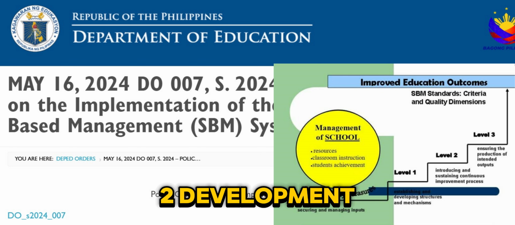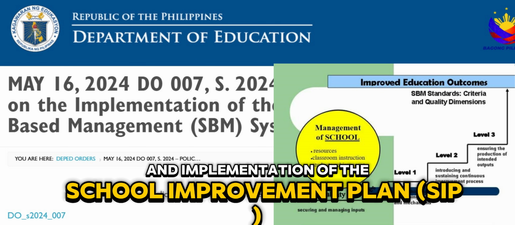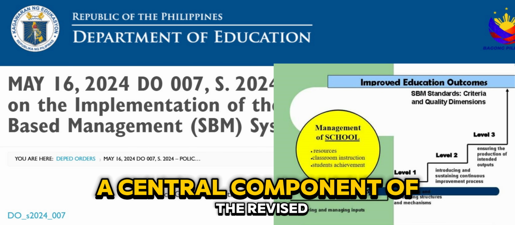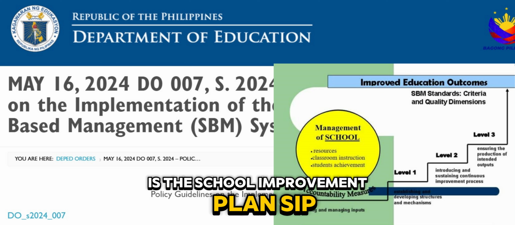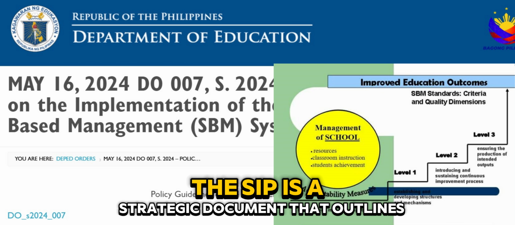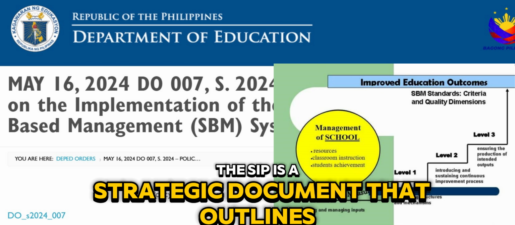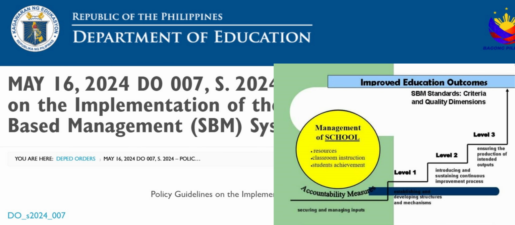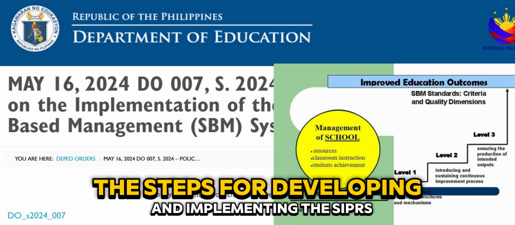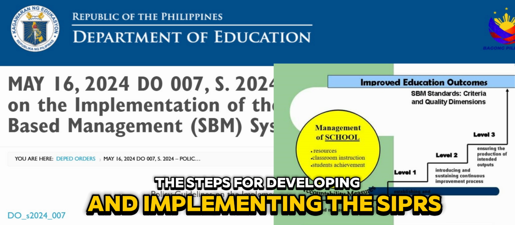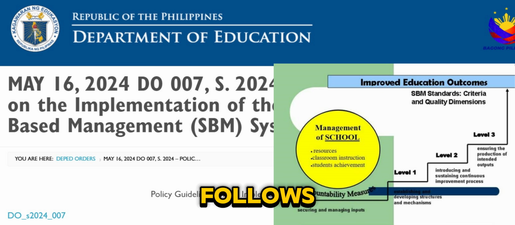2. Development and implementation of the School Improvement Plan (SIP). A central component of the revised school-based management system is the School Improvement Plan (SIP). The SIP is a strategic document that outlines the goals, objectives, and action plans for improving the school. The steps for developing and implementing the SIP are as follows.